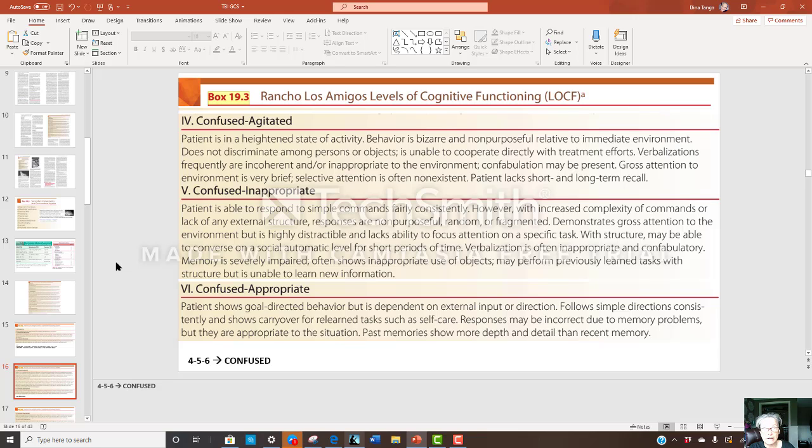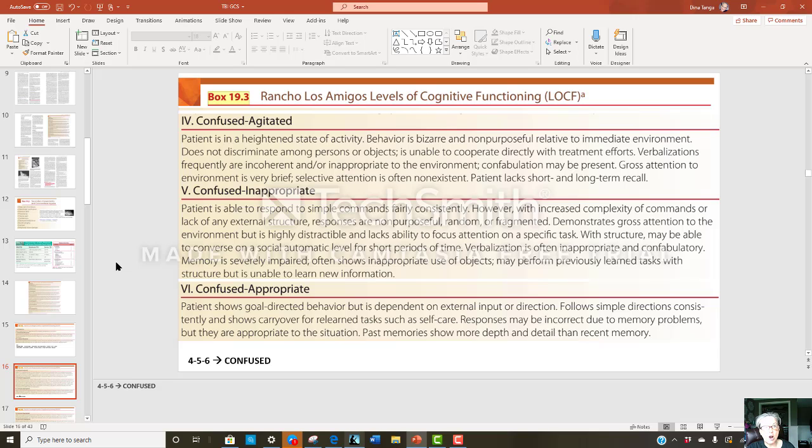Heightened state of activity. Confused and agitated. Well, heck yeah. 4. Confused and agitated. Bizarre. Unpurposeful relative to immediate environment. Does not discriminate among persons or objects. I don't care if you're a person or a hairbrush or anything, they don't get it. Unable to cooperate directly with treatment efforts, well, of course.